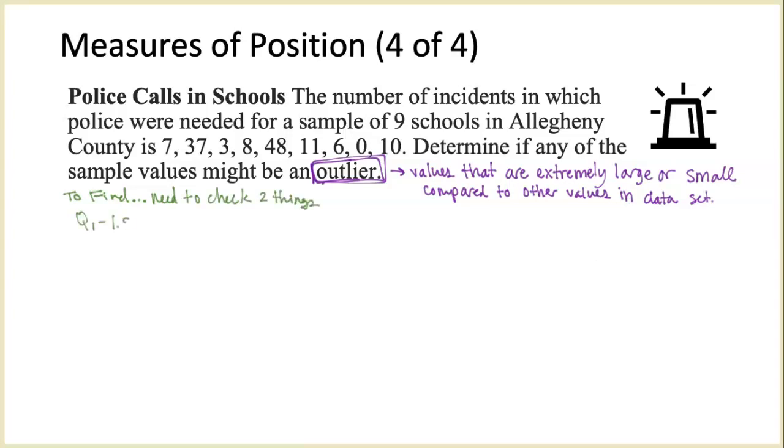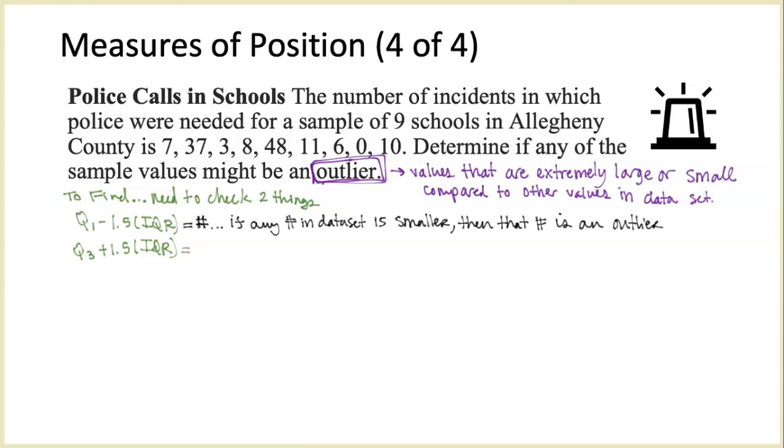So in order for us to find an outlier, we have to check two things. And this is kind of a formula that we would use. We have Q1, which is the first quartile, or the lower 25%, minus 1.5 times the IQR, which is the interquartile range. That's the first thing we check. So we look at that, and if this is going to equal a number, and if any of the numbers in the data set happens to be smaller than that number, then we consider that value an outlier.